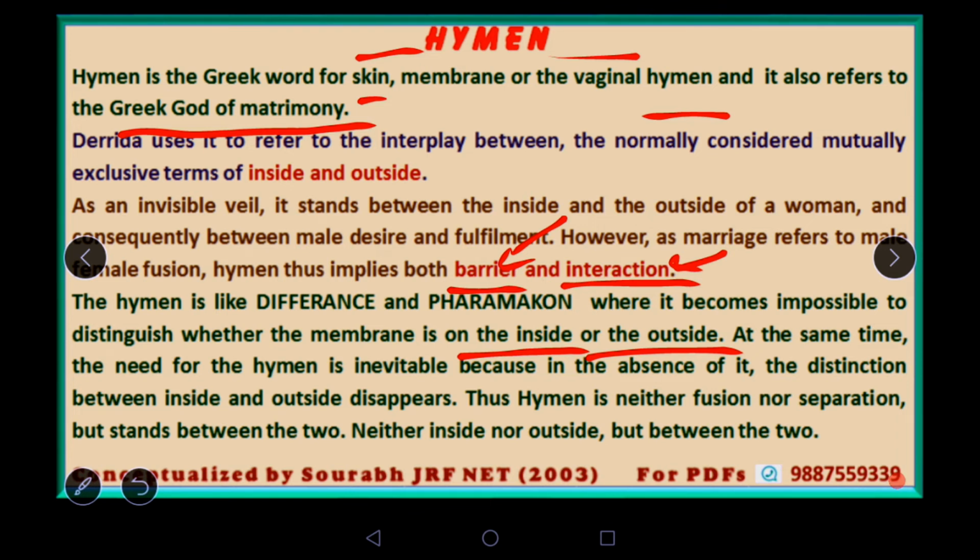But because it is almost invisible, you cannot say what is inside and what is outside. But because it is there, there is a mark which tells you your position. Hymen is neither fusion nor separation, but stands between the two. It is neither inside nor outside, but between the two. Thus Derrida tackles this particular concept of strict binary position.